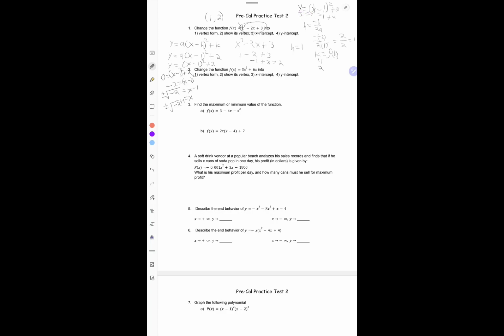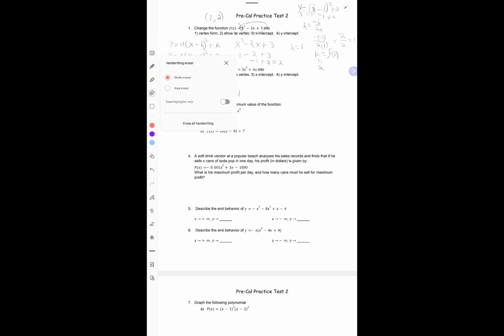So there we go. In that sense, we have found everything we need to know, right? This plus or minus square root of negative 2 can also be expressed as plus or minus the square root of 2 i plus 1. Okay? So with that being said, we are done. We have shown it in vertex form. We have shown its vertex. We have shown the x-intercept, and we have shown the y-intercept. So we are fully done.